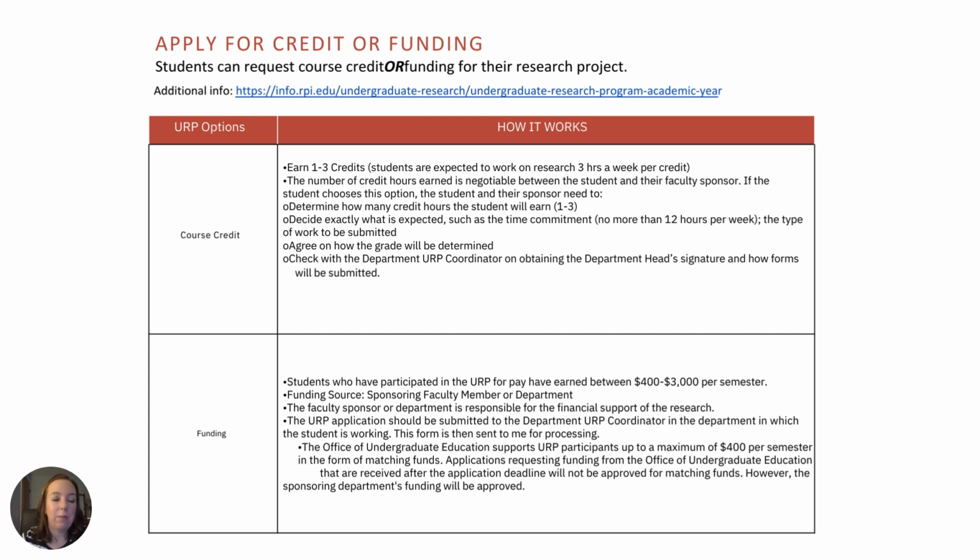It's updated every semester. Students that want to do it for pay can earn between $400 and $3,000 per semester. The base pay is going to be minimum wage, and sometimes faculty can pay more. Again, that's something you're going to work out with them. So the faculty sponsor is responsible for the financial support of the research. That's not that important for the student to know, but it is important to know that not every faculty member is going to have the budget or be willing to pay for any student. They usually have a more strict screening process for students that are going to get paid. And again, doing it for credit first is a good way to get into URP.